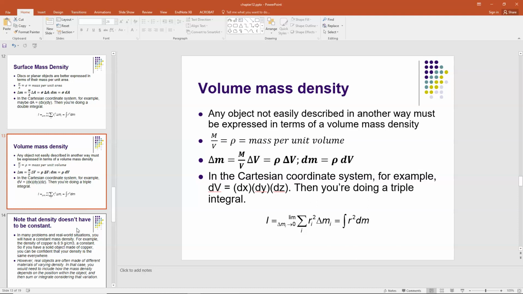Now, if you're taking it to an integration instead of summation, that would mean that dm is equal to rho dv. Now, in the Cartesian coordinate system, your dv would be dx times dy times dz. And in that case, you're doing a triple integral.